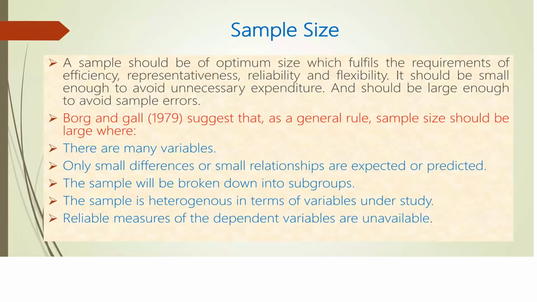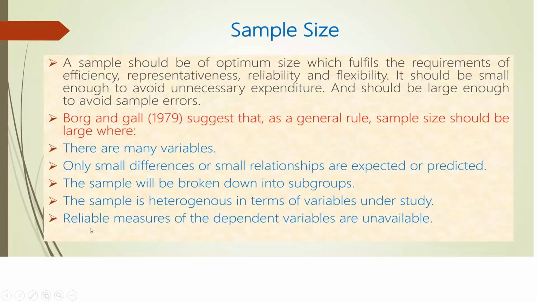The sample will be broken into subgroups. So you have to take that much sample size that you can make subgroups from it. The sample is heterogeneous in terms of the variables under study. So whatever sample you are using, it should be heterogeneous, right? Why? Because you are going to take many variables. Whenever you stress different variables, the sample will automatically be heterogeneous, because as the variables increase, the heterogeneity increases. As variables decrease, a homogeneous sample will result, because they have similar characteristics.